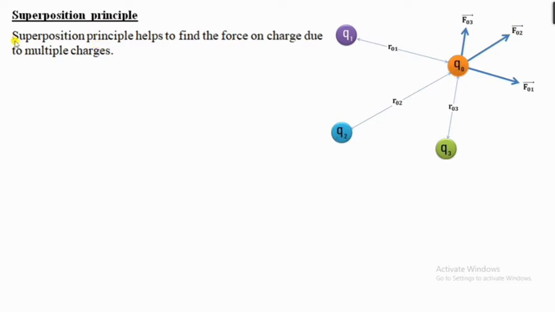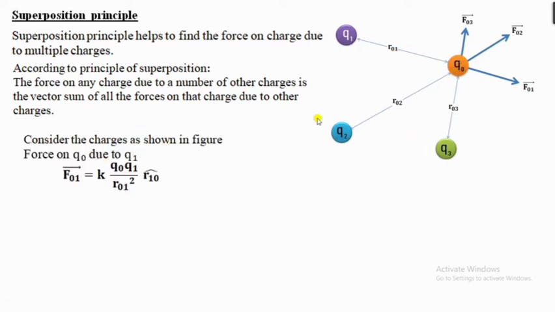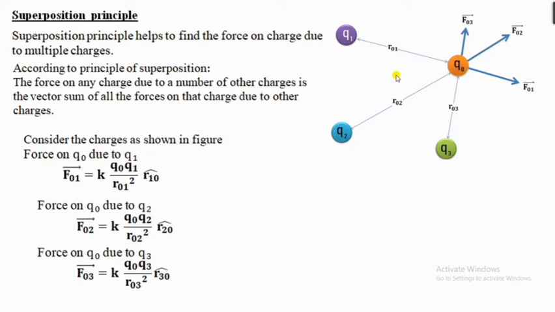The use of superposition theorem is to find the force on a charge due to multiple charges. According to superposition theorem, the total force on a charge is the vector sum of all the forces acting on this charge. Now we are considering the charges as in the figure. The force on q0 due to q1 will be given by F10, and it will be q0 q1 / r01², and the direction will be r10, going from 1 to 0. We are considering all the charges to be positive. Similarly we can write the force due to q2 and the force due to q3.